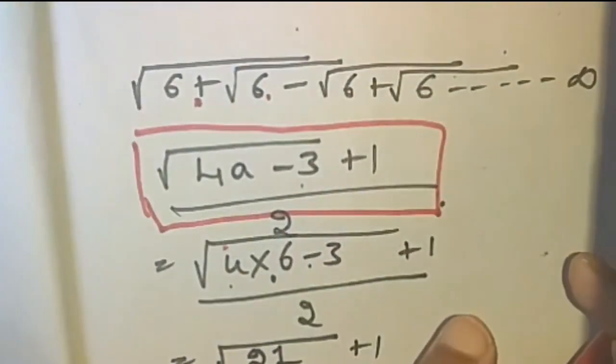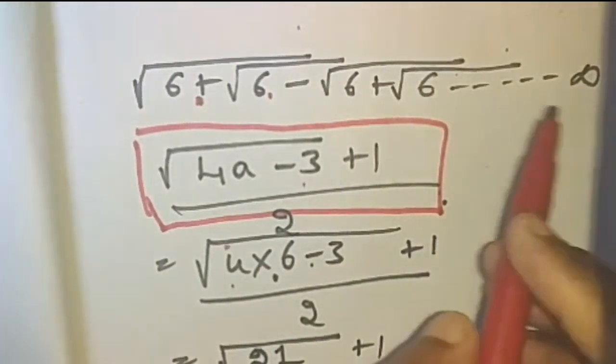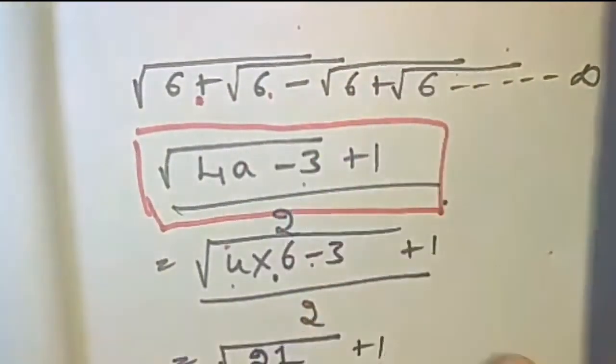Previously we have seen along with plus, along with minus, and with infinity and without infinity, and this is a combination of both plus and minus.